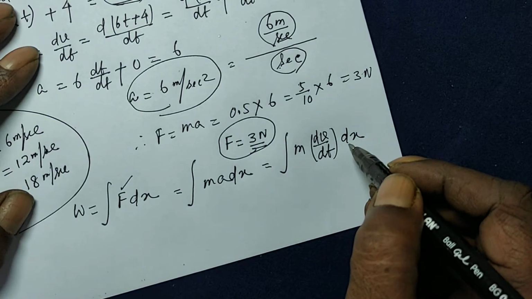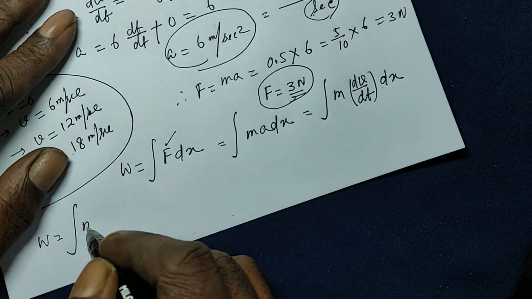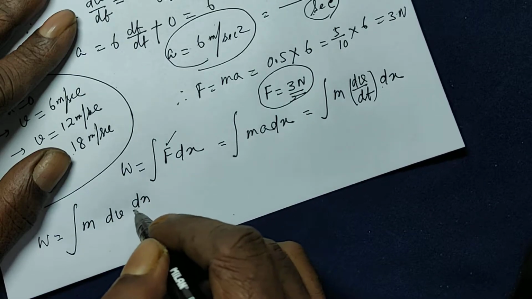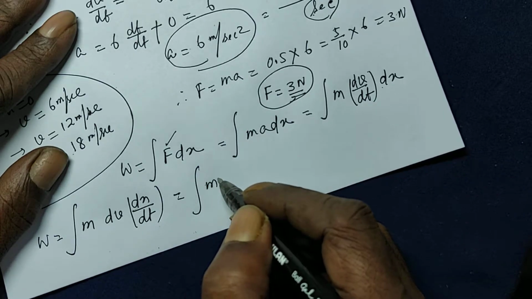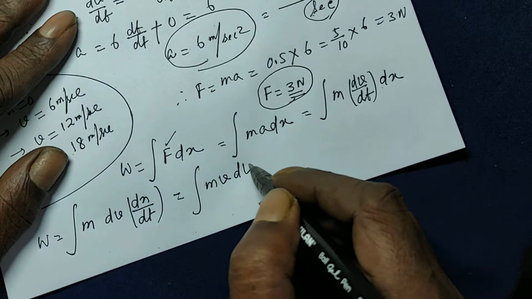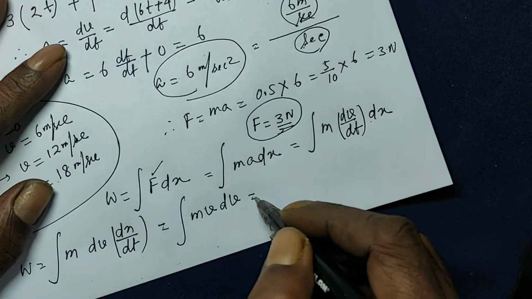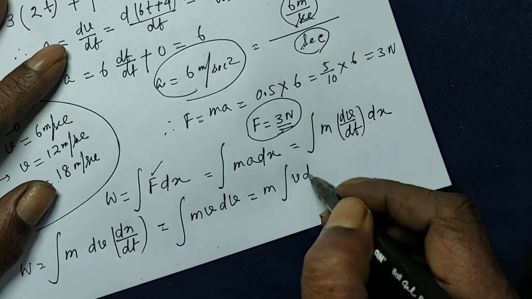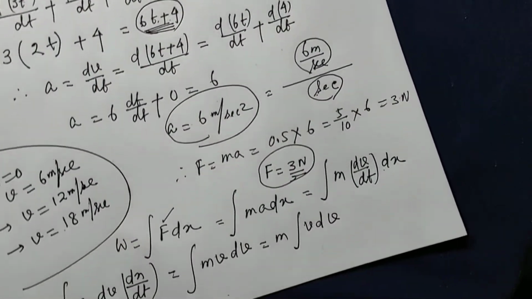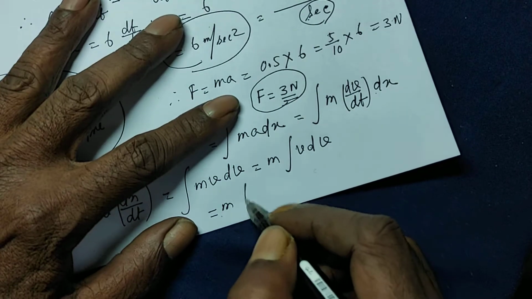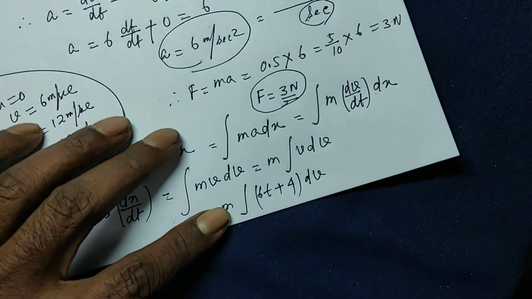Now if you write this dt in the denominator below dx, then this becomes integration of m dv, dx over dt. So what happens? This becomes velocity. So integration of m, dx over dt is v, dv, right? Now m is a constant, can be taken out because the value is given. So m integration of v dv. Now v we have already found out in terms of t, 60 plus 4. Then this becomes, your v is equal to 60 plus 4, its integration with respect to dv.